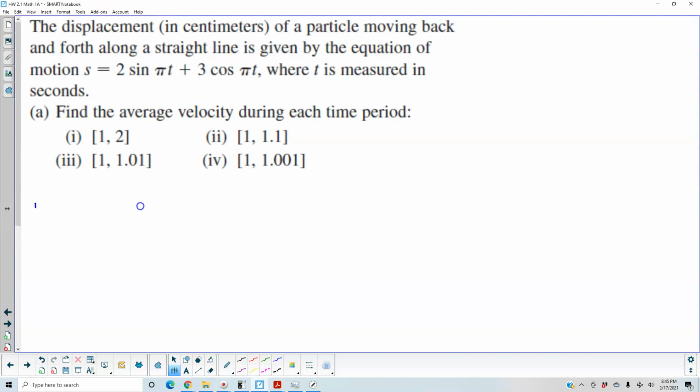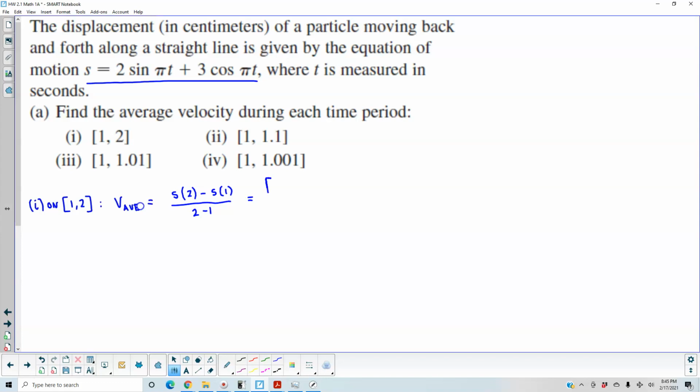In part A, we want to find the average velocity during each time period. So, for step number 1 on the interval that's going from 1 to 2, we want to find the average velocity. And so the average velocity is finding s of 2 minus s of 1 divided by 2 minus 1. So we're going to be using the function at the top here.